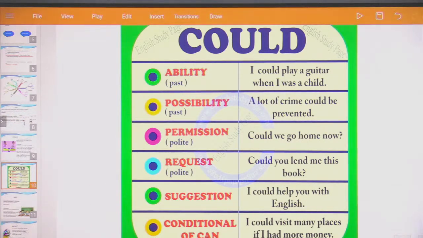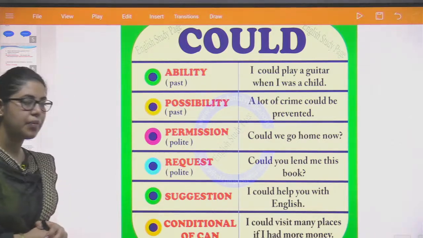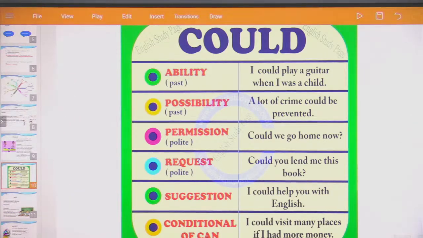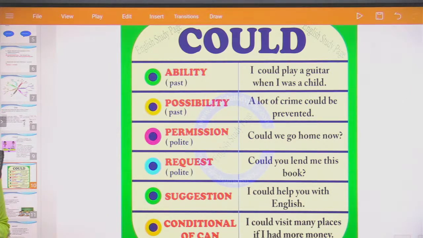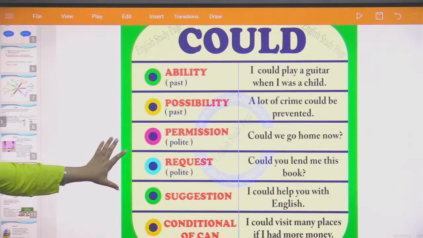Now next and last we have here the conditional of can. In the condition of can also we can use this could modal, students. I could visit many places if I had more money. This is showing the condition of can, the condition of present. If I had money, then I could visit other places as well. So this sentence is showing present time. So this sentence is showing the condition of can, students. Now this much only in this chart, students.